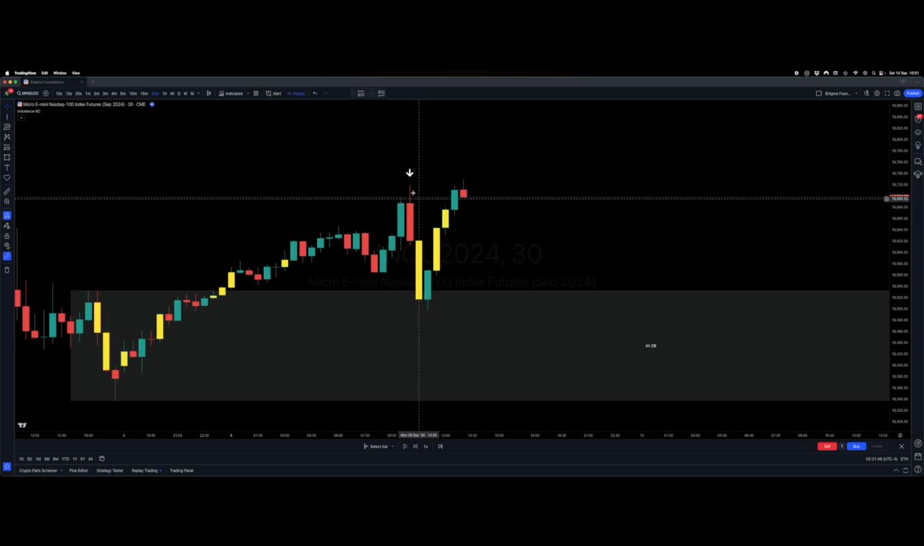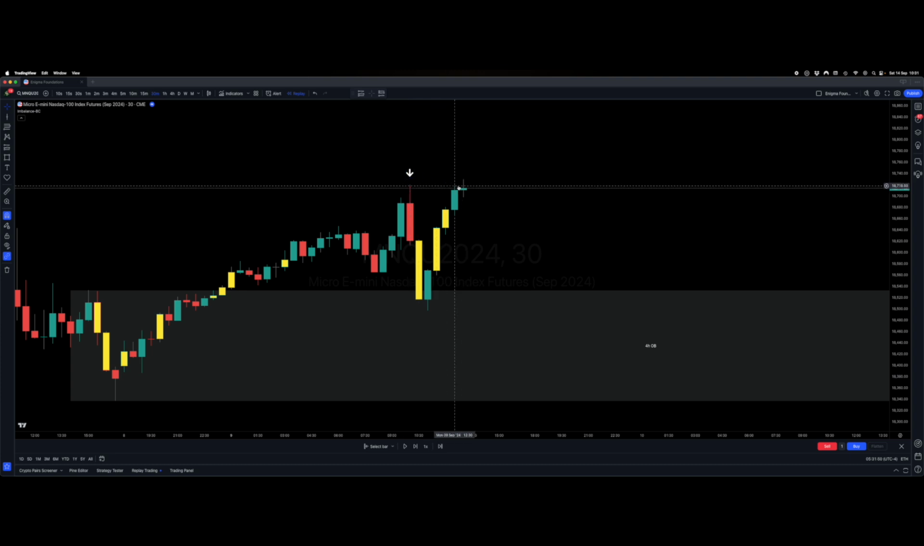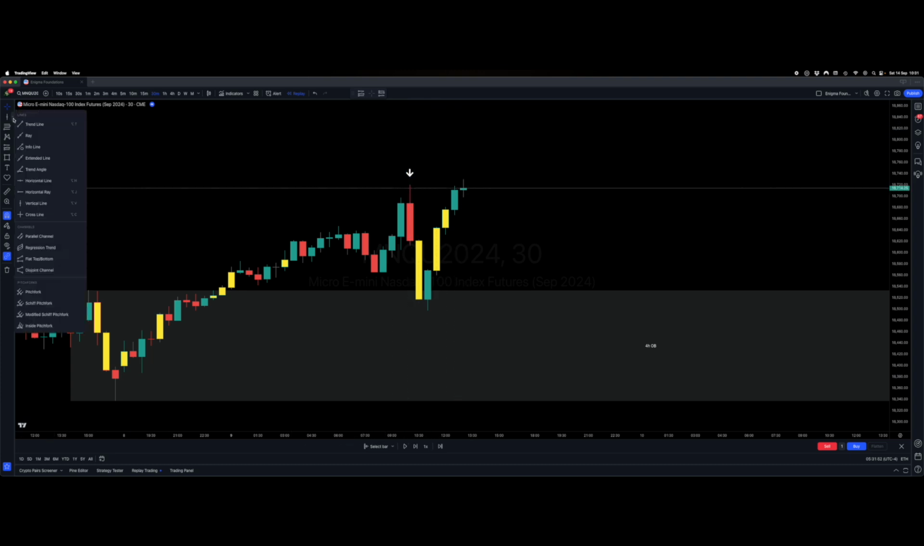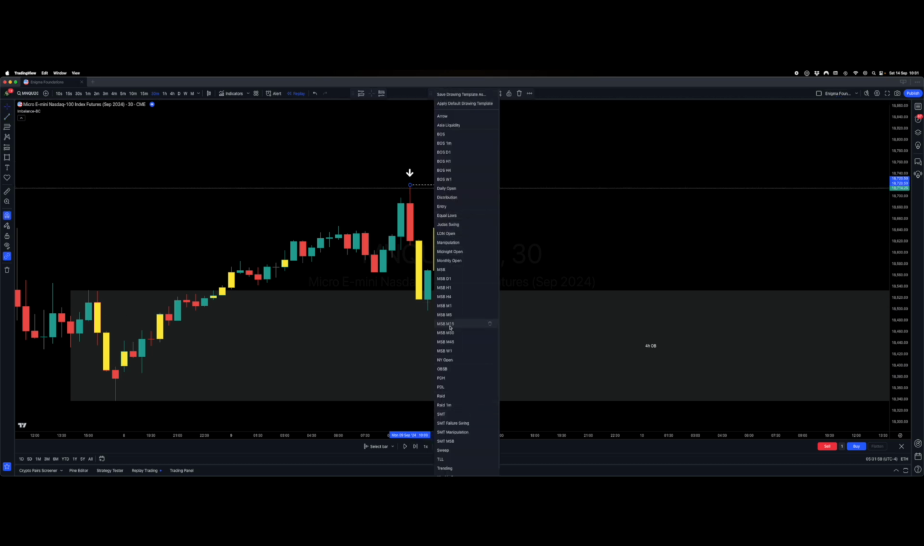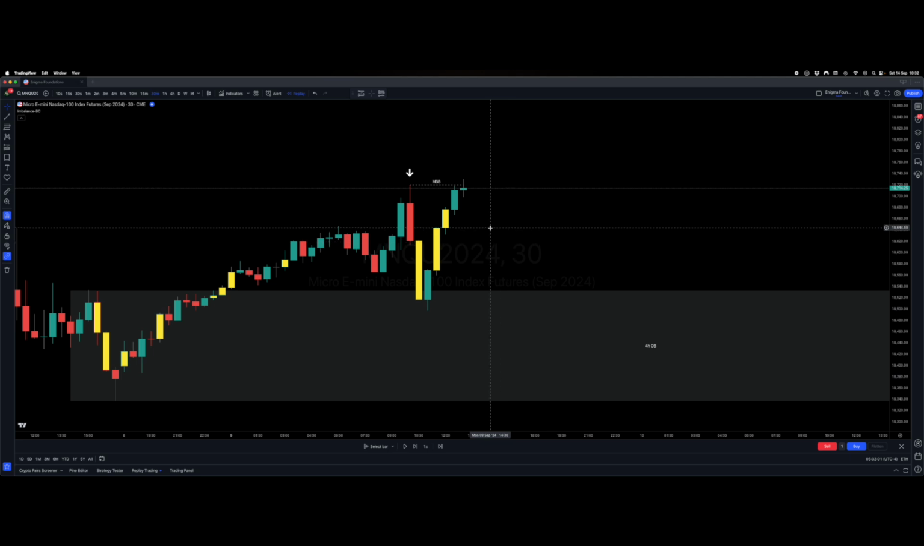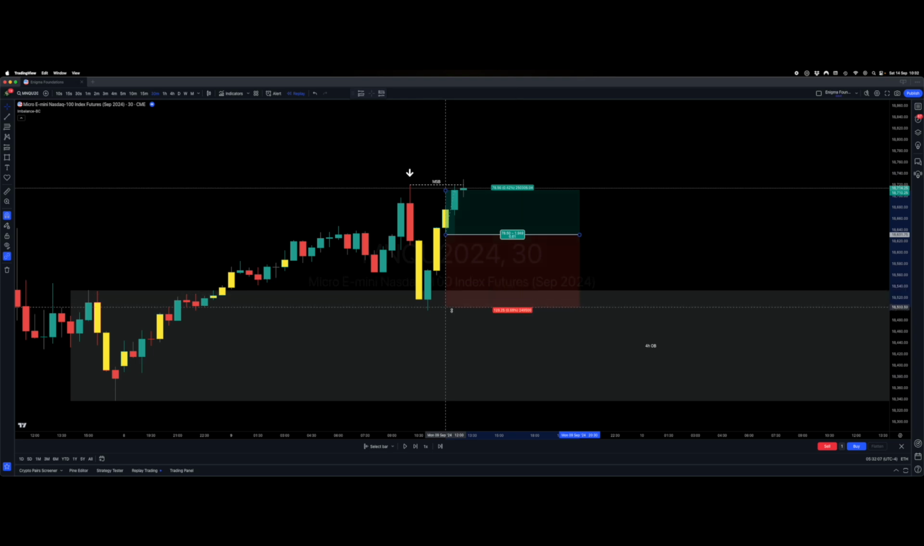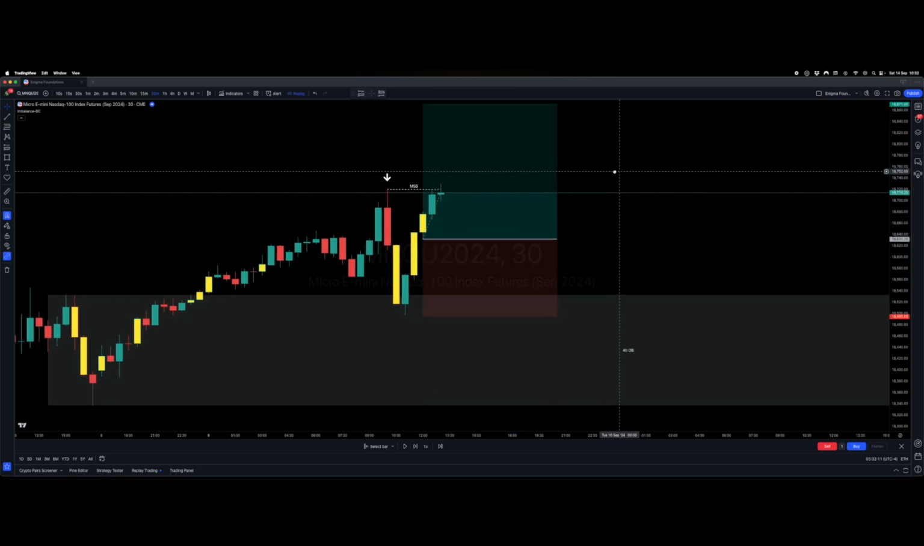Okay, there we go. So at this point, we have now swept external liquidity, and you can call this a market structure break. Okay, at this point, you are now free to use your fair value gap entry. Okay, and whatever your target is.